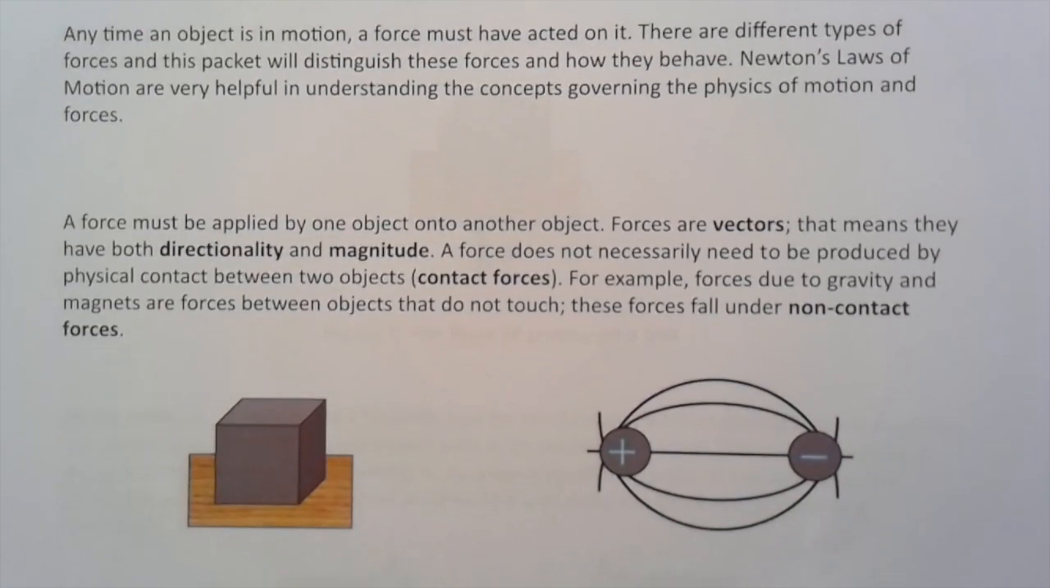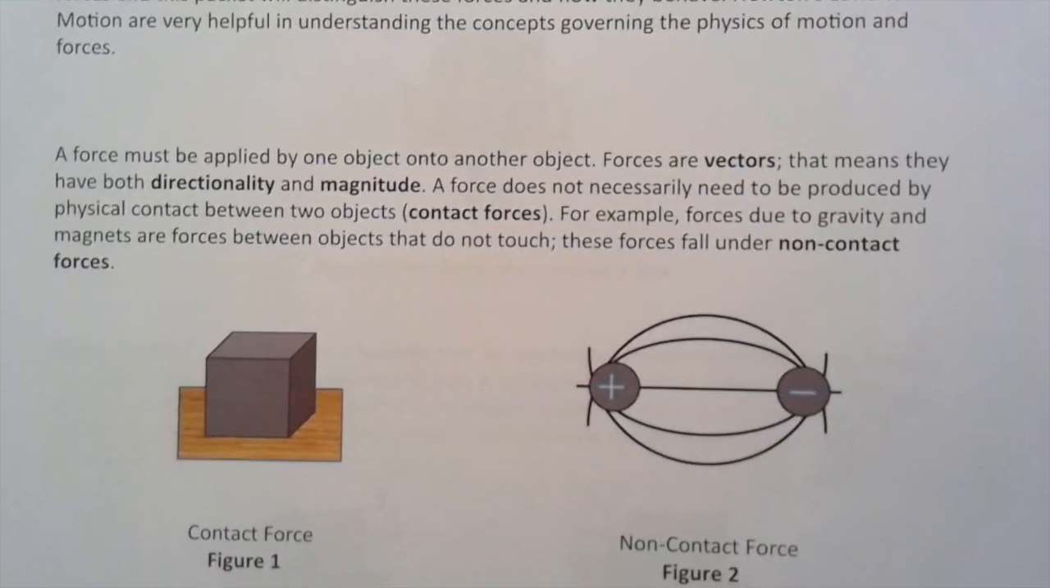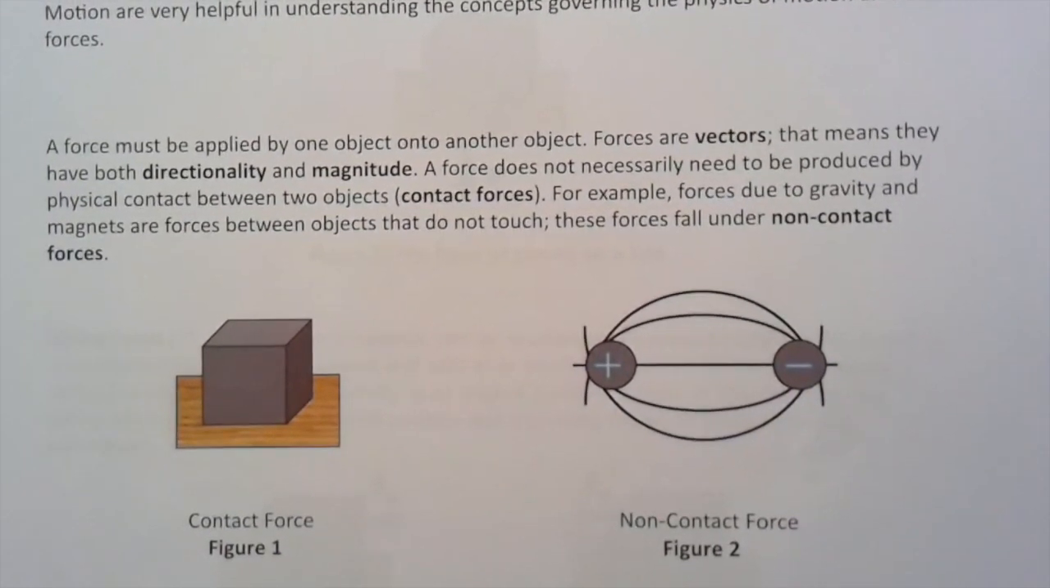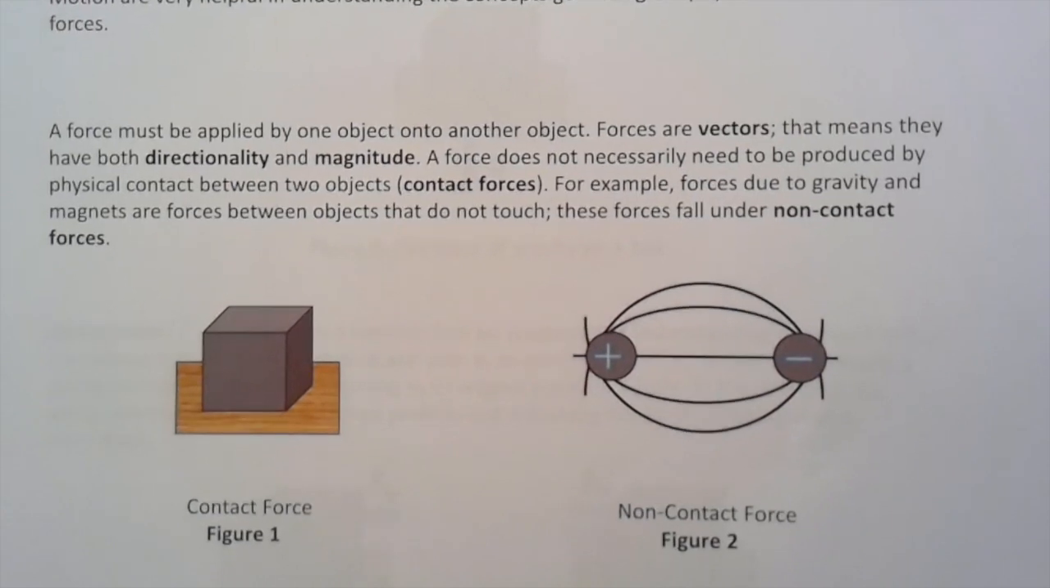So, as you can see with these 2 pictures, there are 2 different kinds of forces. One's a contact force and one's a non-contact force. Forces are vectors, which means that they have both directionality and magnitude. I can't say that I kicked a ball and expect you to know everything that there is to know about the situation. I would have to say I kicked the ball sideways, up, down. It needs both pieces of information.